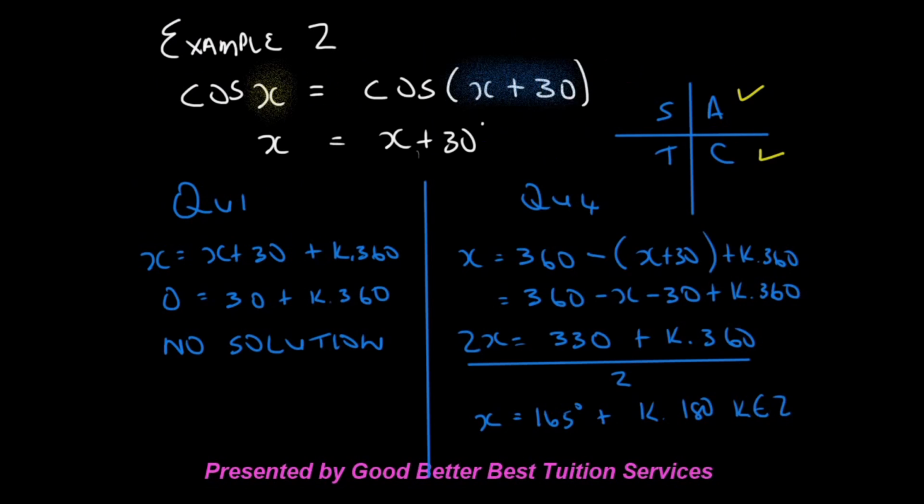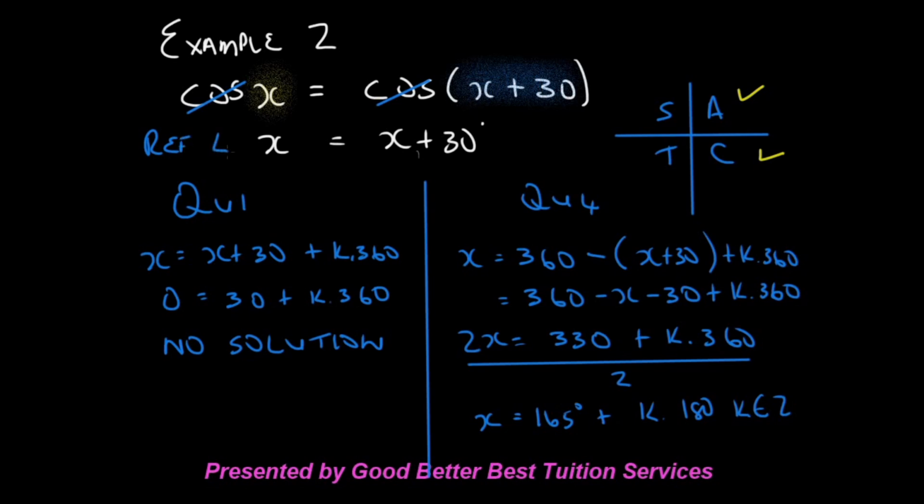We have cos x is equal to cos of x plus 30. Now, when we have exactly the same ratio on both sides, the ratios will fall away. And what are we left with? We're left with x is equal to x plus 30. This becomes our reference angle.